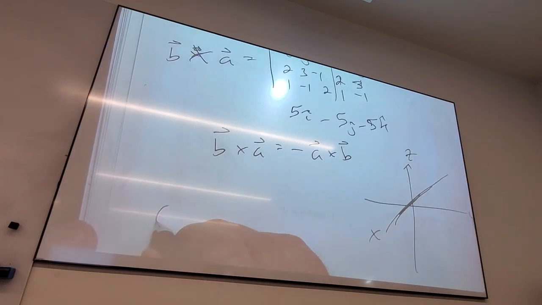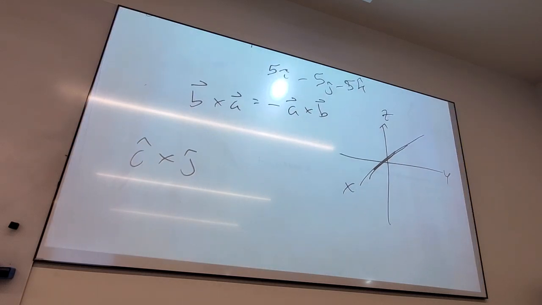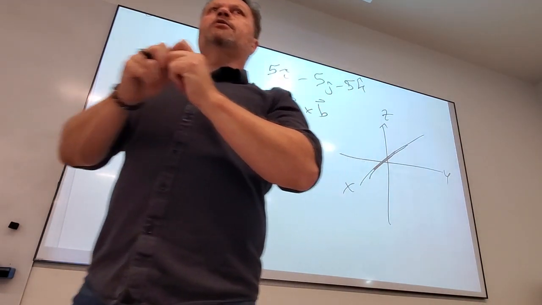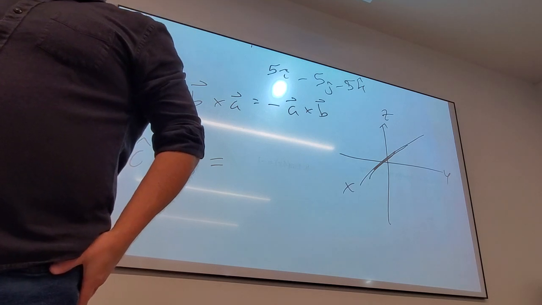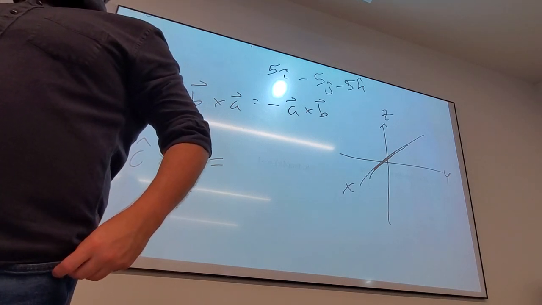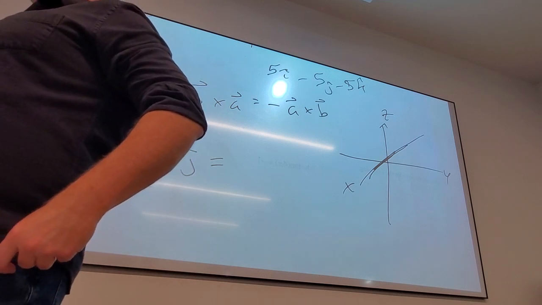So help me out. What do you think I cross J is? Negative J cross I. Oh, okay, I see what you mean. But I want the answer. I don't want a rewritten problem. I want the answer. I is along the what axis? X. J is along the y. So what's I cross J? Okay. K.